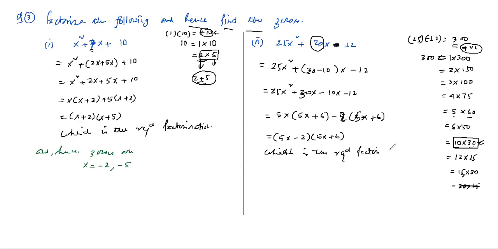So you have finished one part. Now we have to go for finding the zeros. How will you find the zeros? You equate these factors to 0 and find the value of x. Those are the zeros. So one zero is 2 by 5 and the other zero is minus 6 by 5. So these are the two zeros. Please note it down, and once you finish, let me know.